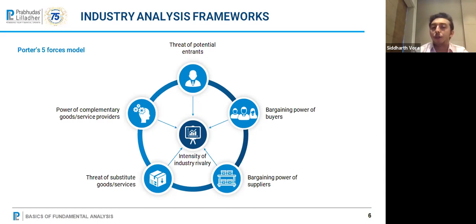Again, threat of substitutes and how easily replaceable a particular product is. You need to be aware of that. And complementary goods and service providers. कि actually differentiation क्या है कोई product या company में, ये समझना बहुत जरूरी है.